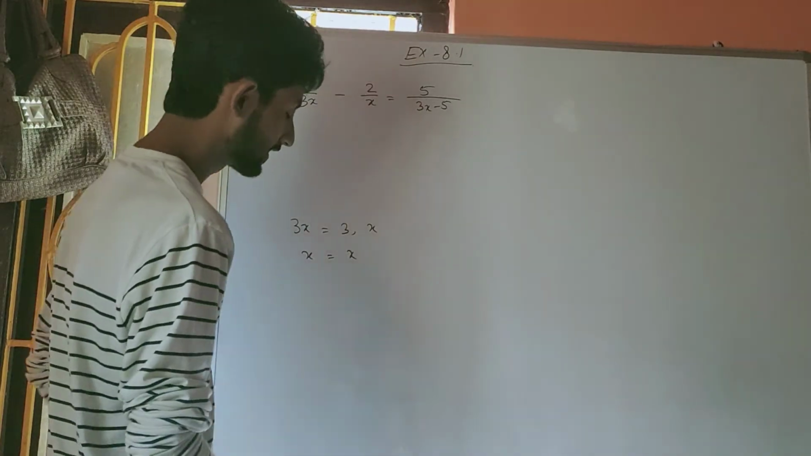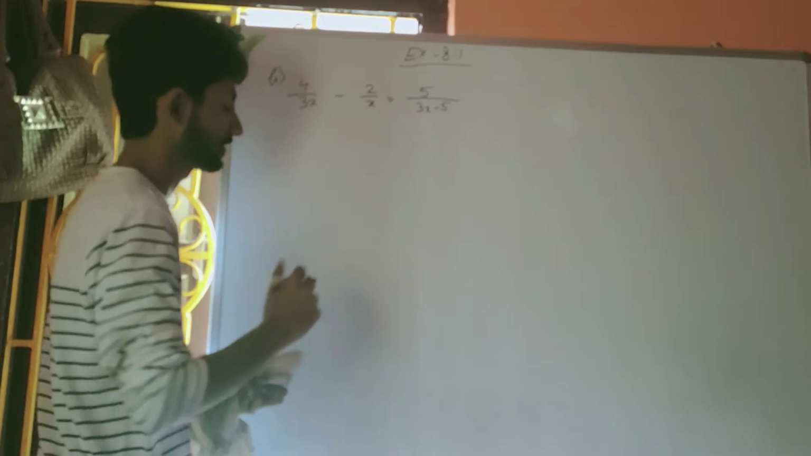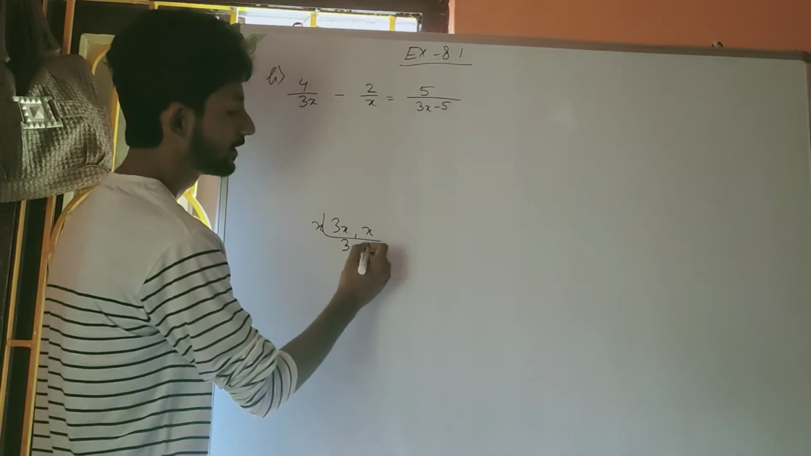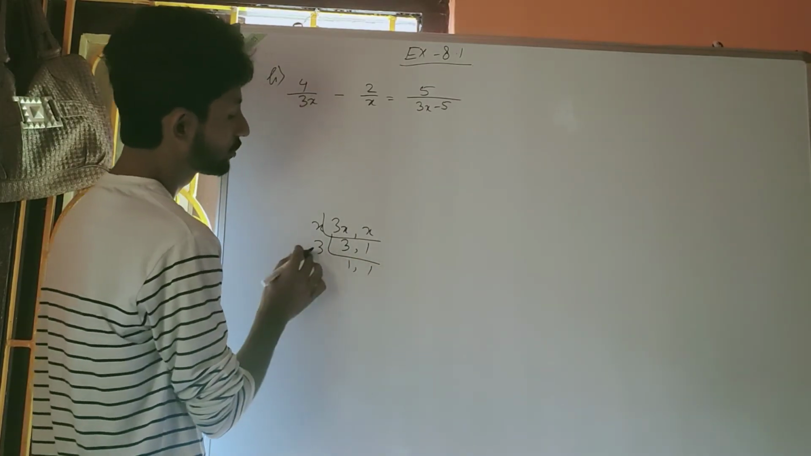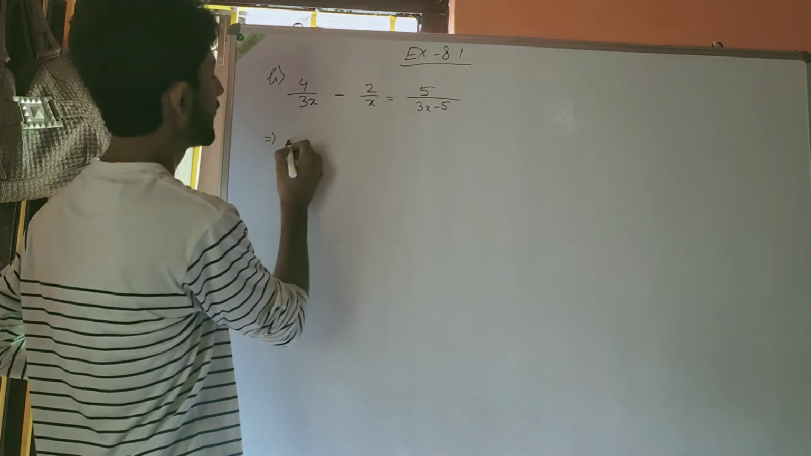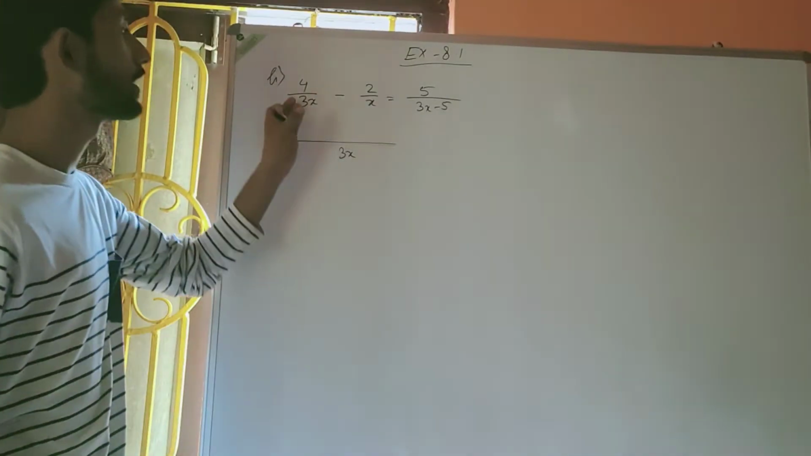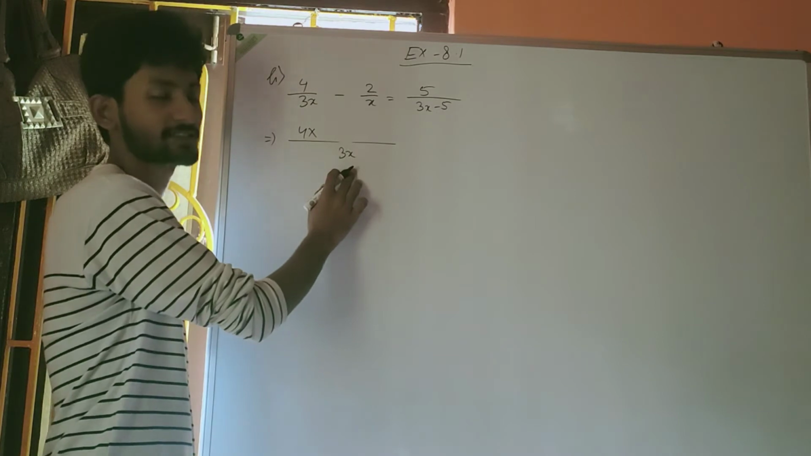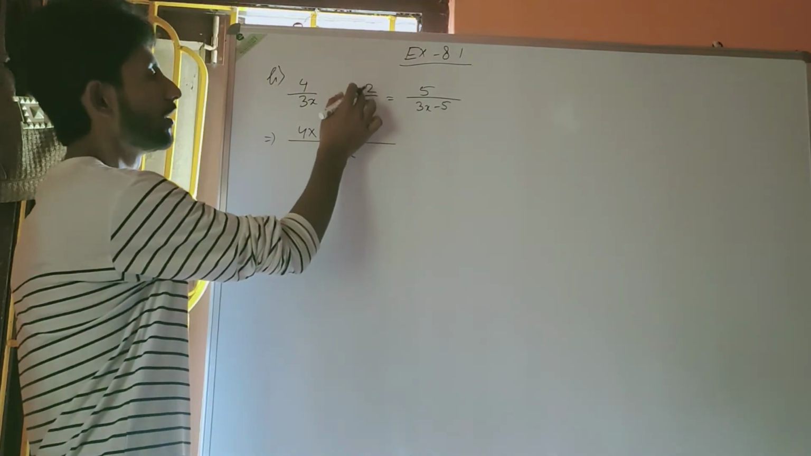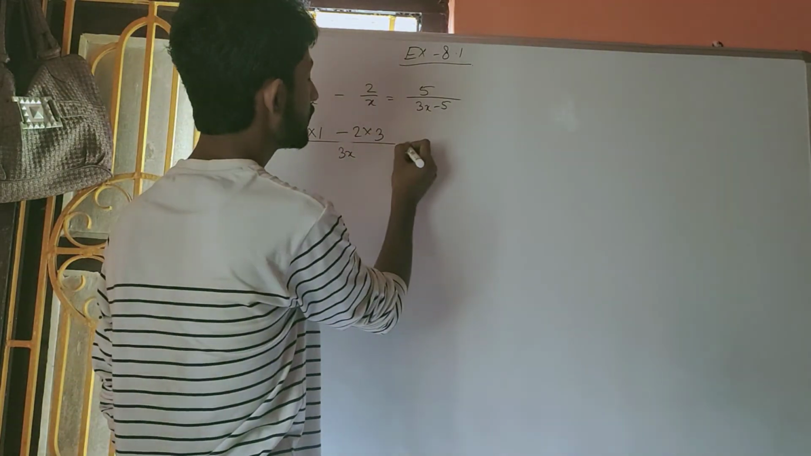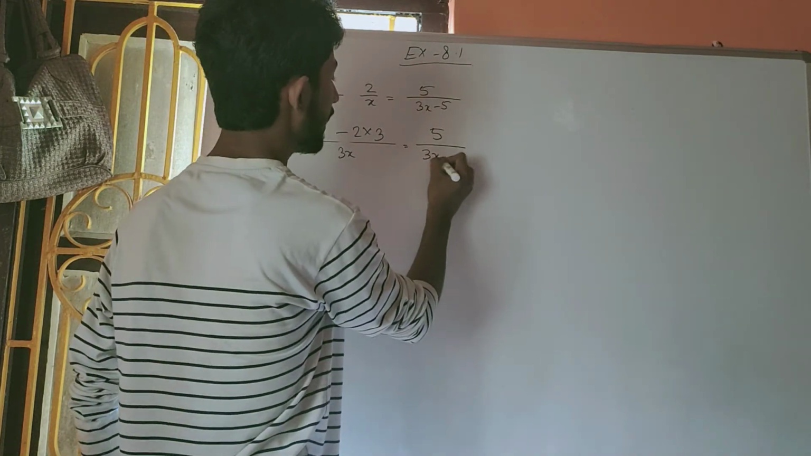If I do it like this also, what can I get? 3x and x, both are divisible by x only. So it will be 3, it will be 1, then 3, 1, 1. 3 into x will be 3x. So LCM will be 3x. So we have to write 3x. We are doing this portion only, not touching this portion. Now the LCM is 3x. Now 4 will be multiplied by how many times 3x will be 3x? It's 1. So 1, minus 2, you have to multiply with x. How many times x will be 3x? It's 3.